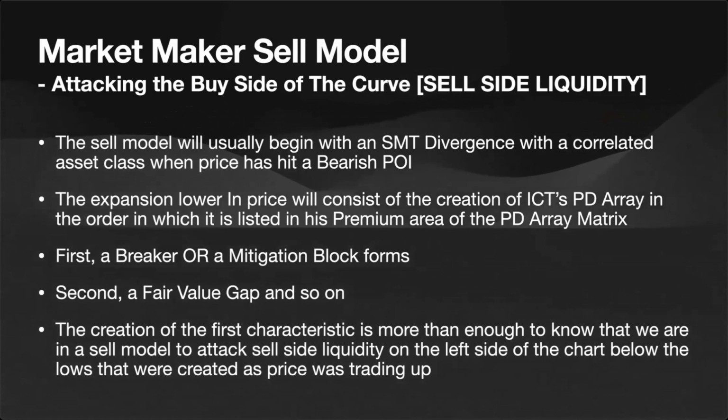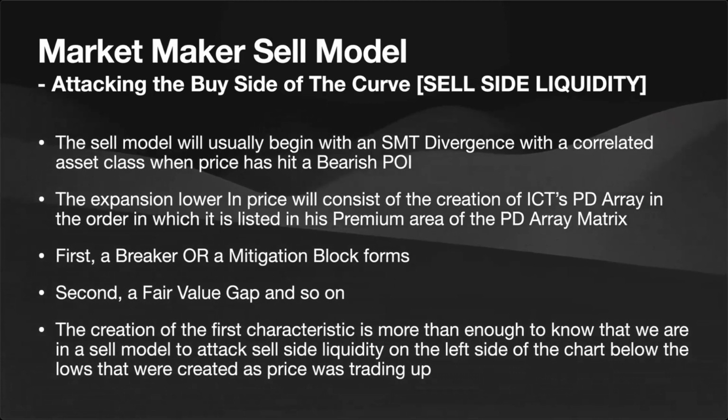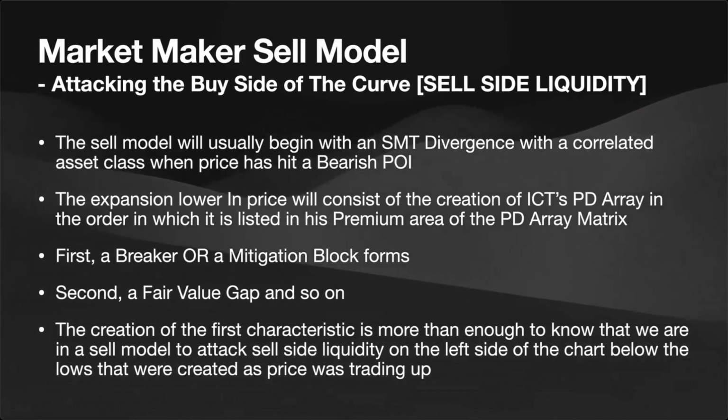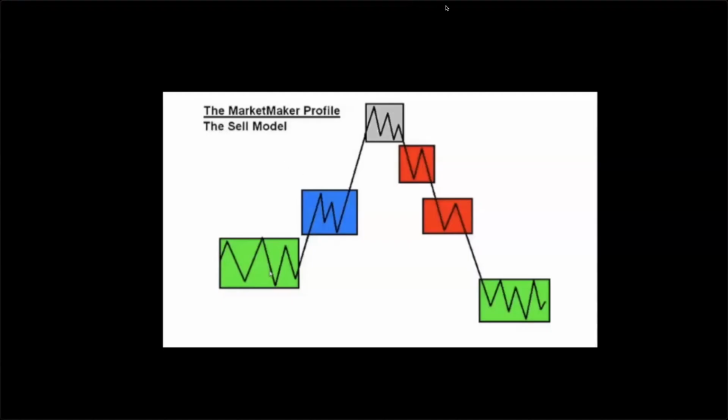The creation of the first characteristic, so basically the creation of SMT divergence and a breaker or a mitigation block, is more than enough to know that we are in a sell model to attack sell side liquidity on the left side of the curve. So we're looking to target price below the lows that were created on the way up. That is as simple as the market maker sell model gets.